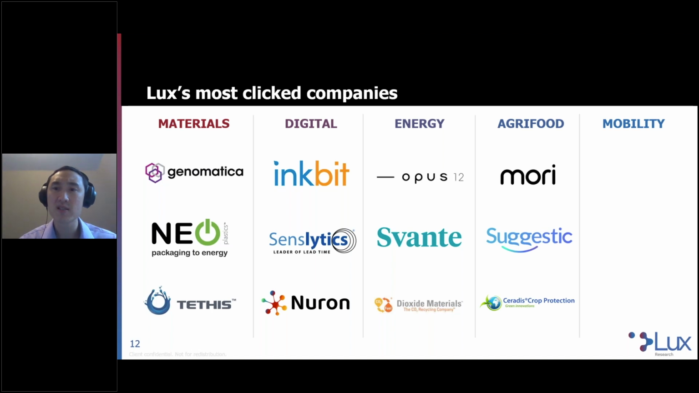In the agri-food space, not surprisingly, I think there's interest across the value chain. Everything from shelf life extension with Mori, personalized nutrition, or personalized AI platform with Suggestic, all the way back to crop protection early in the value chain. So again, impacts and interest in innovations across that agri-food supply chain.